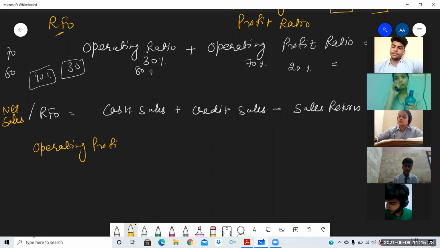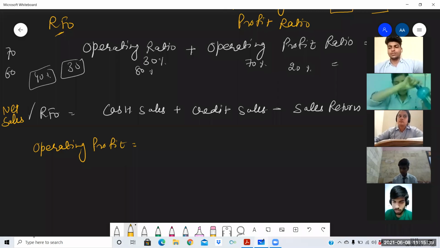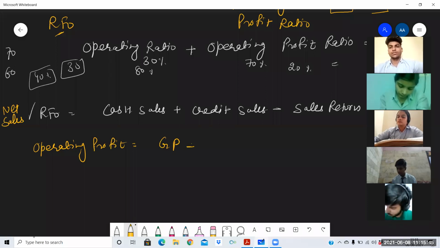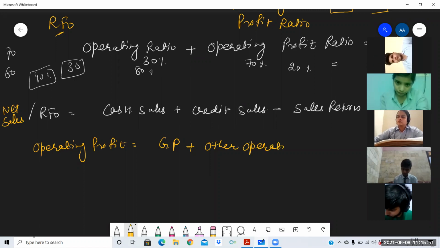Then the second is operating profit. Now, how to calculate operating profit? For finding out operating profit, there are two formulas. One through gross profit and the other one through net profit. Just first write the formula from the gross profit. Gross profit plus other operating income. Write down the formula, everyone.